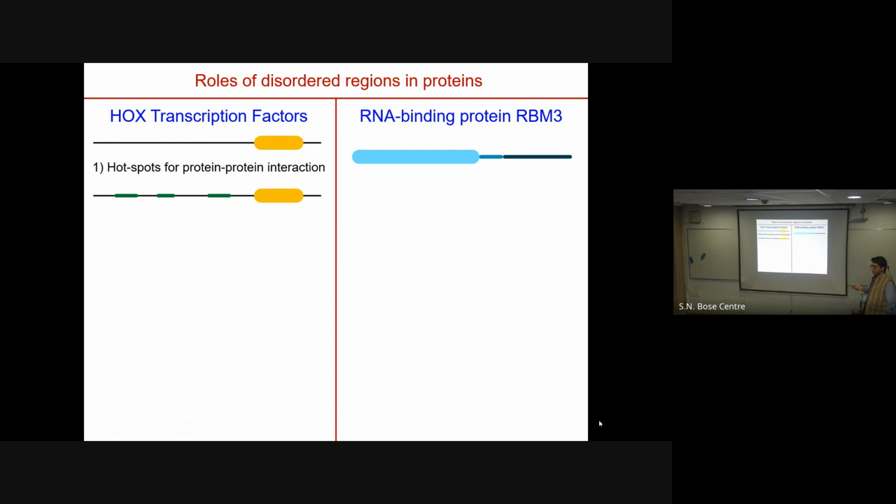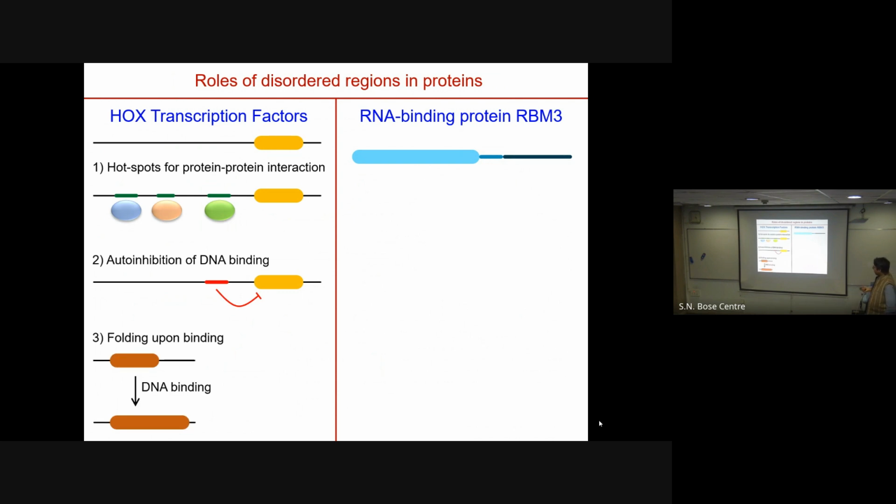What we have seen, at least in the example of these proteins, is that these disordered regions have small segments in them which act as hotspots for protein-protein interaction. So they recruit different proteins. Another example that we have seen is that part of these proteins folds back and prevents the folded domain from doing its function. Its function is to bind DNA, so it prevents the DNA binding domain from binding DNA, and that is how it regulates its function.